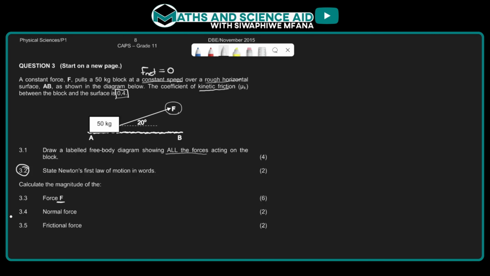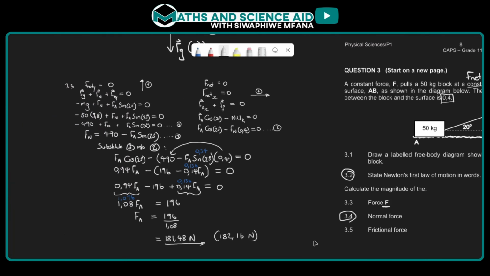And now for the last two questions, 3.4 and 3.5. In 3.4, we are asked to find the magnitude of the normal force. And so this is easy because we know that from the previous question, we had two equations, and we did manipulate one of the equations to give us the normal force. And here it is. And in this equation, we see that the normal force will be 490 minus the applied force sine of 20 degrees.